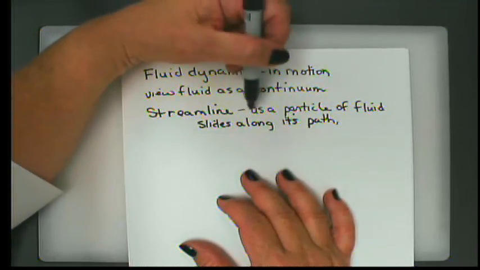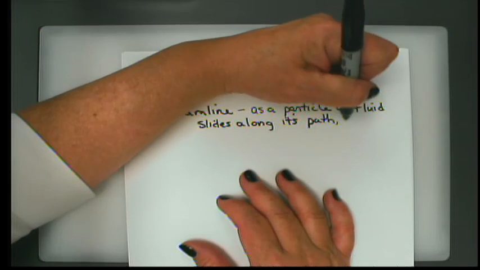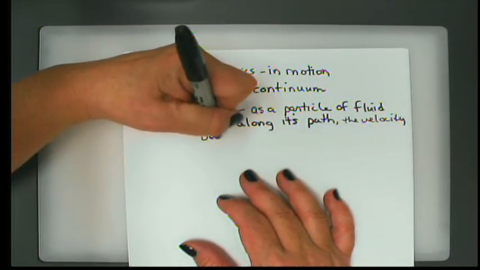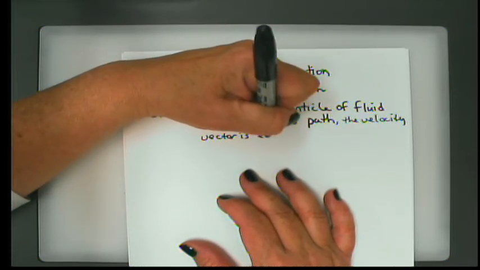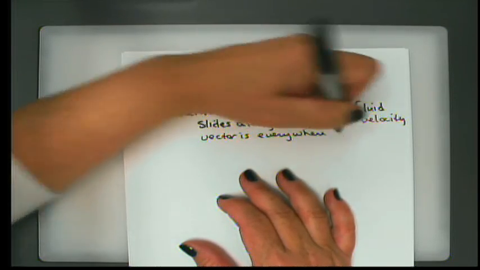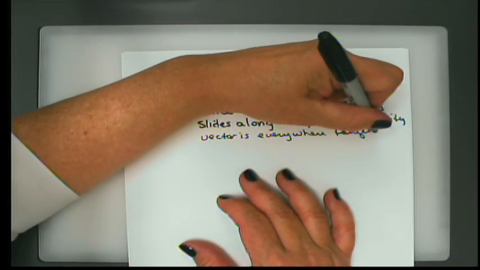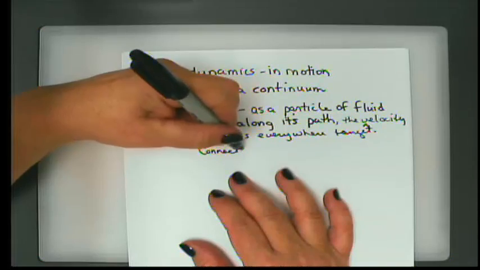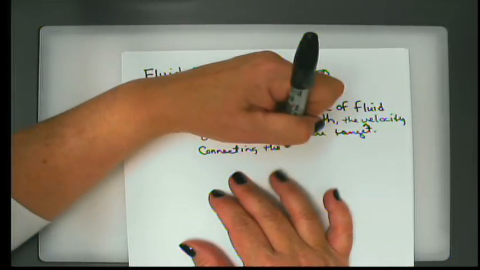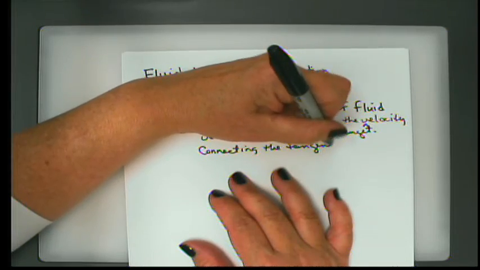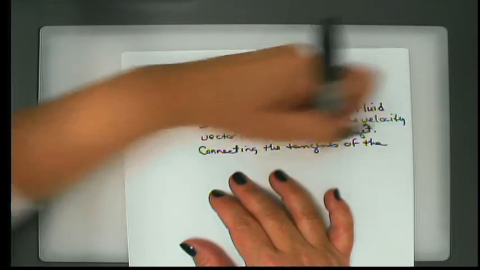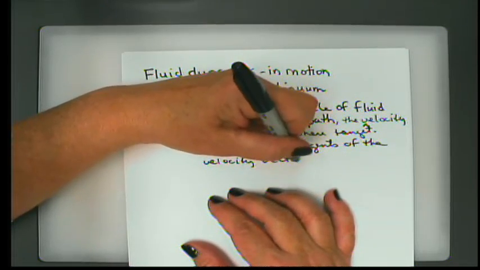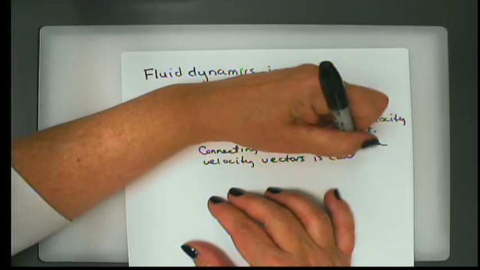Let's go ahead and write this out completely. As a particle of fluid slides along its path, the velocity vector of that particle is everywhere tangent. So if you think about it backward, connecting the tangents of the velocity vectors as that fluid moves is called a streamline.